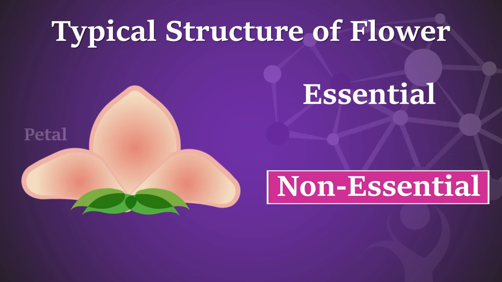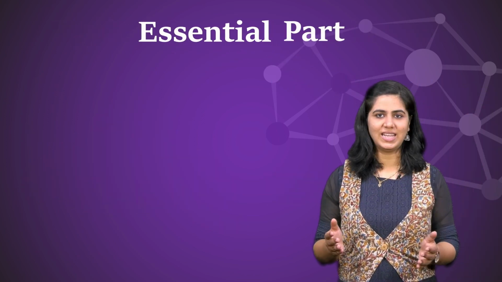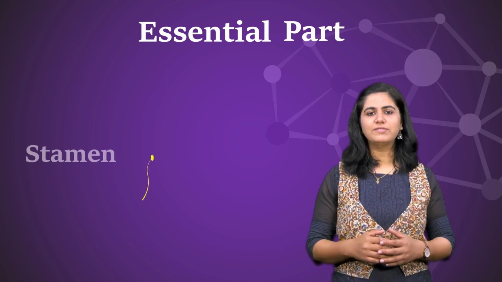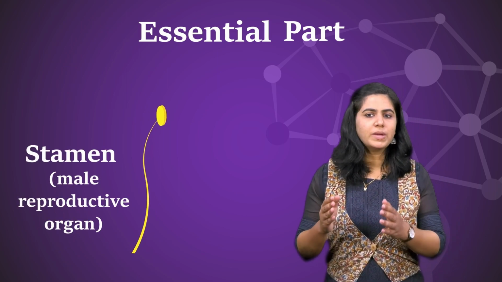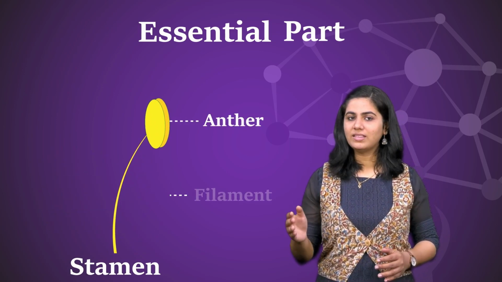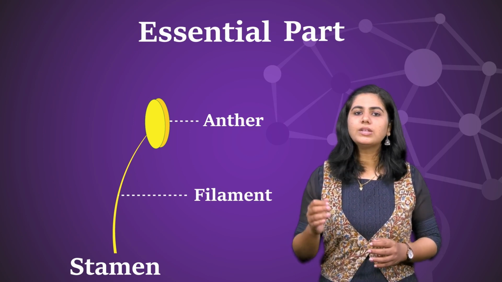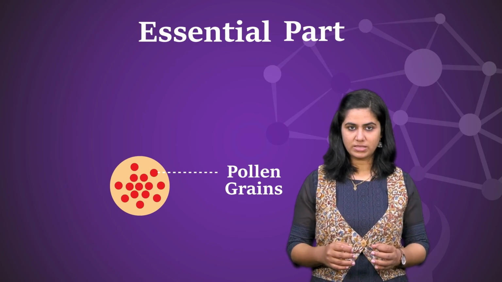Petal and sepal come under the non-essential parts of a flower. These floral parts do not take part in the process of reproduction directly, and hence the name. Now come, let's discuss the essential parts in detail. To begin with, we have the stamen, the male reproductive organ. If we zoom in on the structure, the stamen has two distinct parts, the anther and the filament. The anther bears minute round bodies called pollen grains.